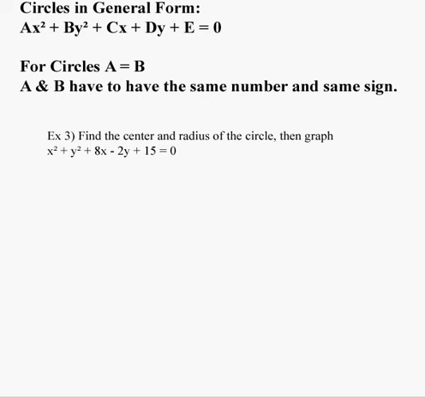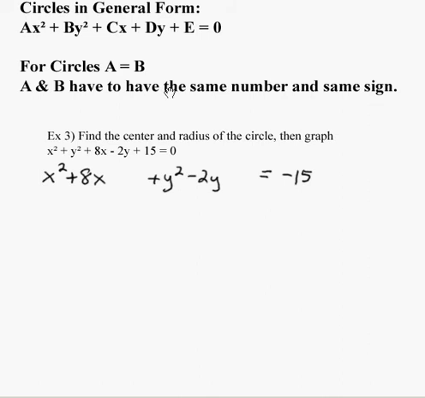So what we're going to do is take a look at a circle in general form. X squared plus y squared plus 8x minus 2y plus 15 equals 0. Everything's on one side, 0 on the other side. It's in general form. Now, obviously, you know it's a circle because we're talking about circles, but let's just take a look. This says 1x squared plus 1y squared. Therefore, they are the same coefficient, same sign, both positive. It's a circle. Our job now is to take it from general form and put it into standard form.